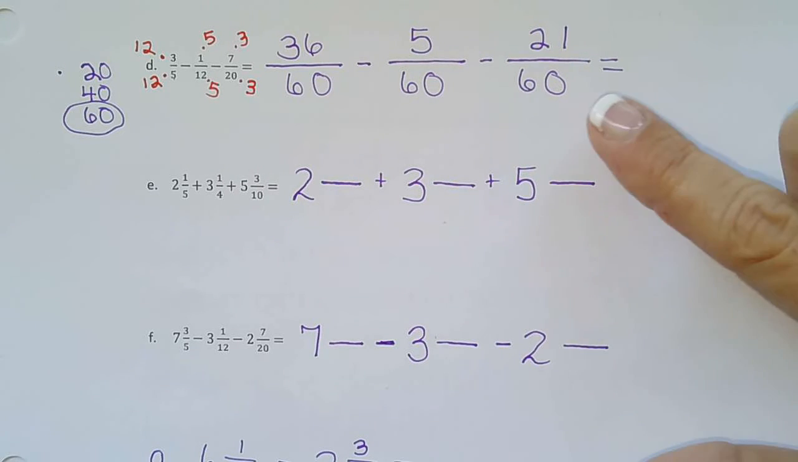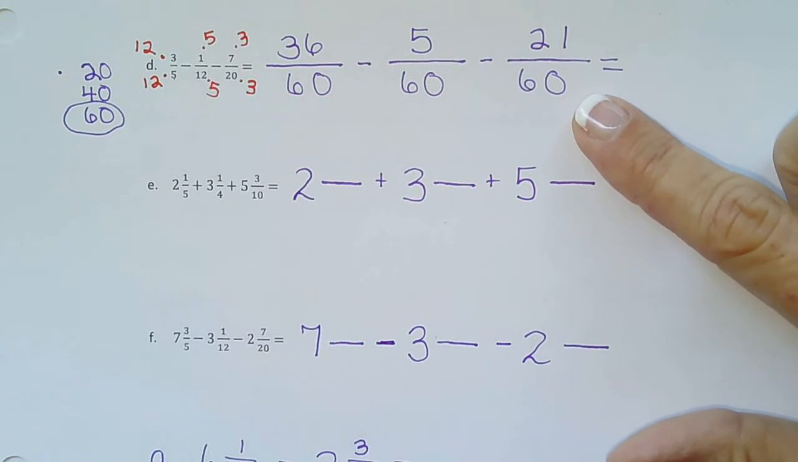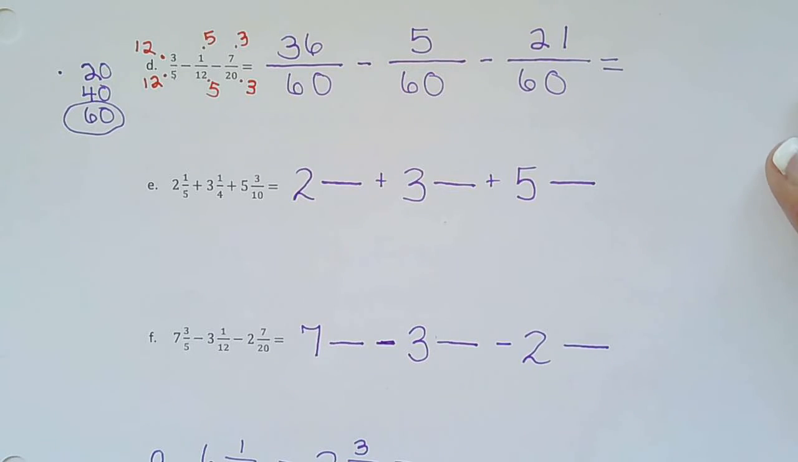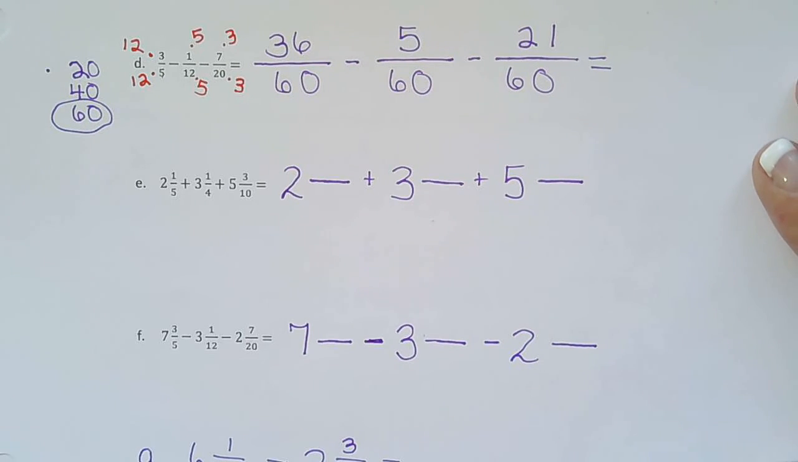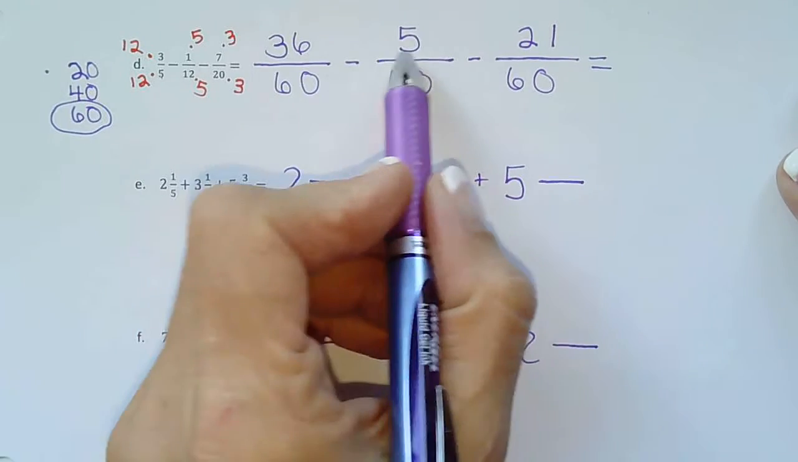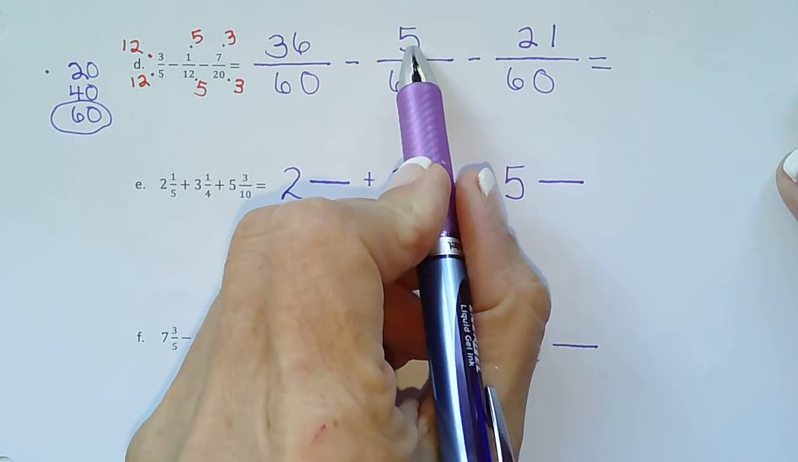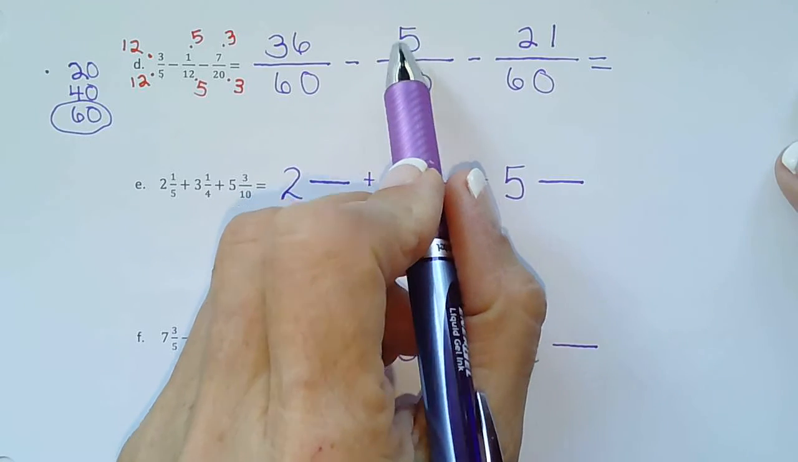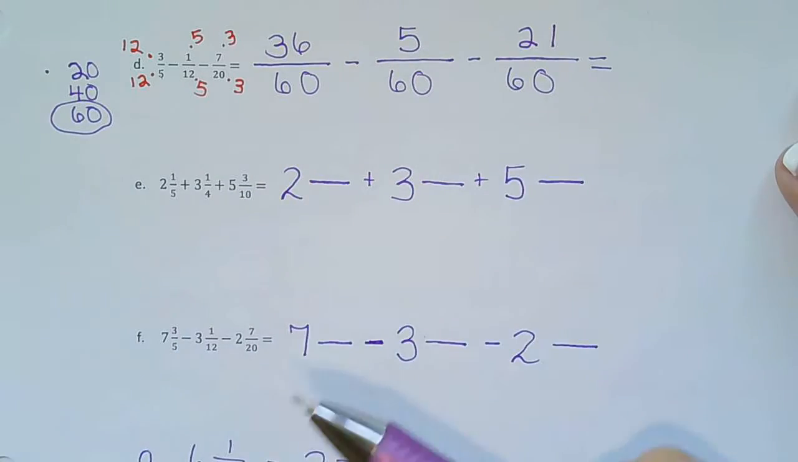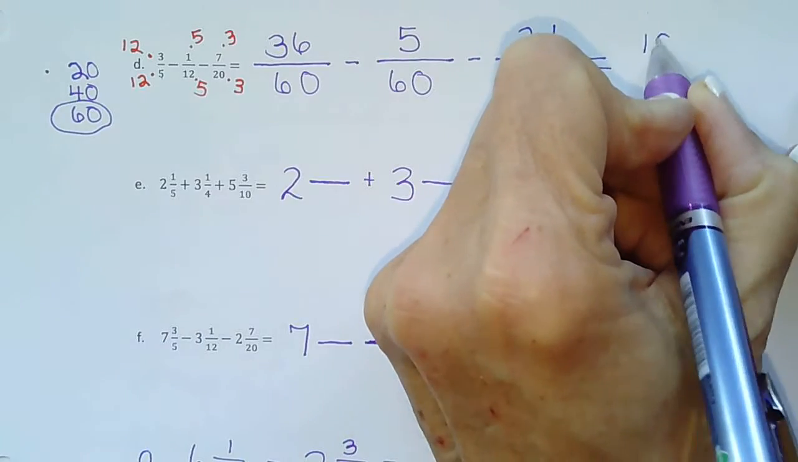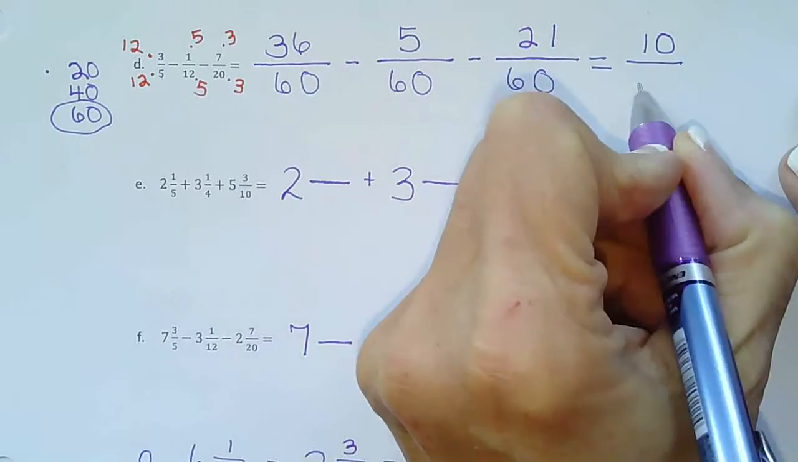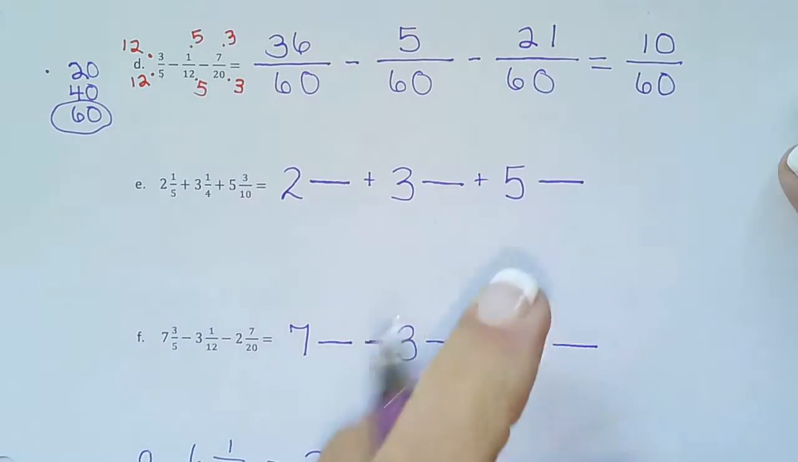Okay, we had just written our three equivalent fractions with the common denominator. So on D, we're now ready to subtract. 36 minus 5 is 31. 31 minus 21 is 10. Keep the same denominator, 60ths.